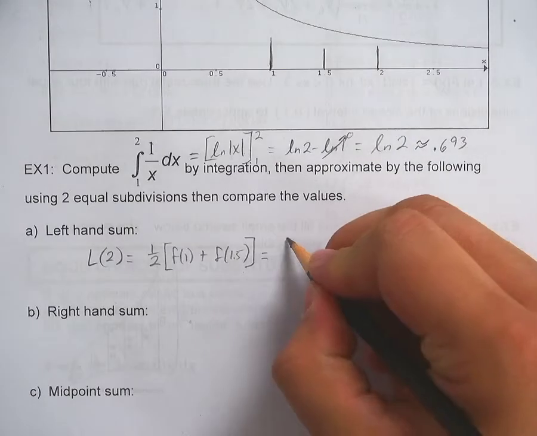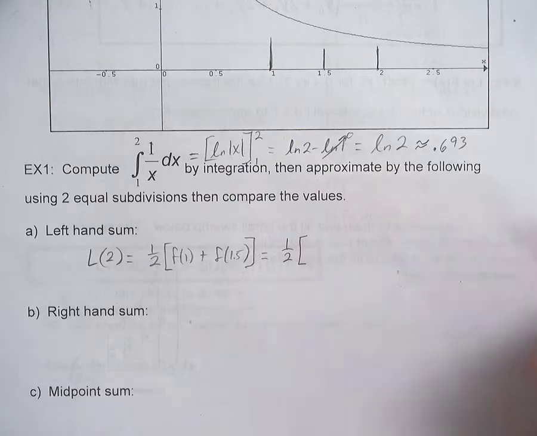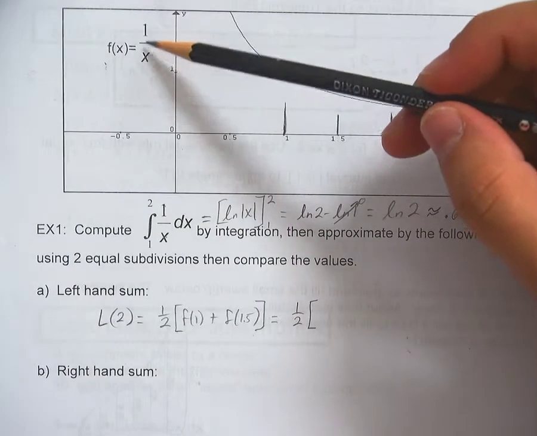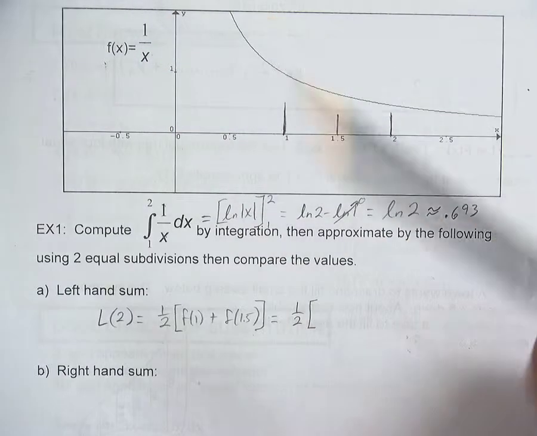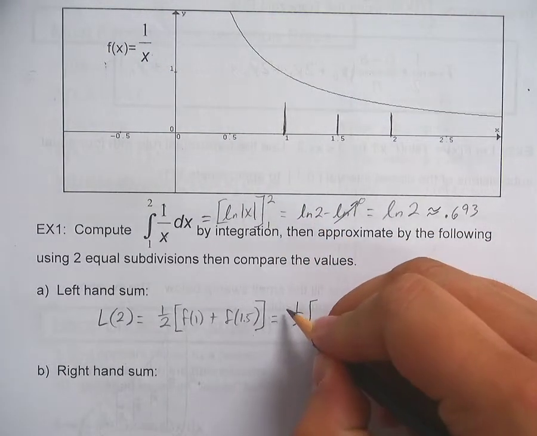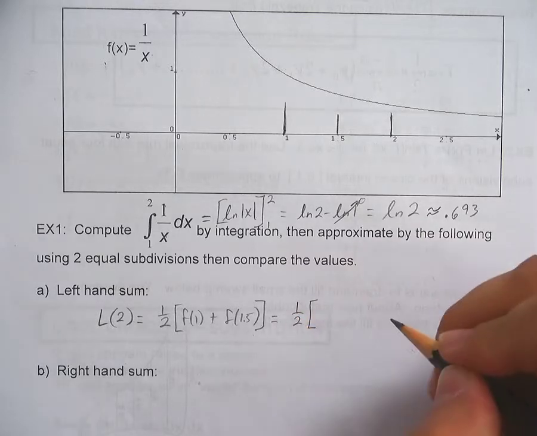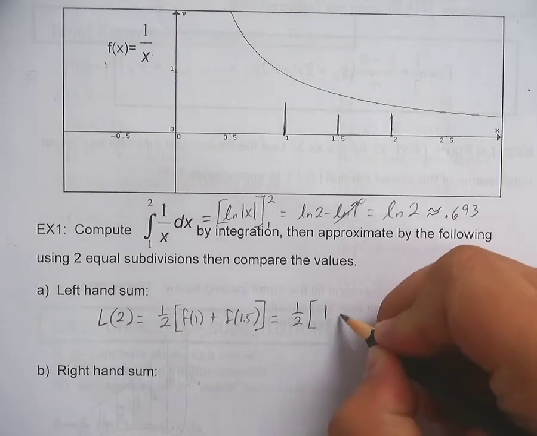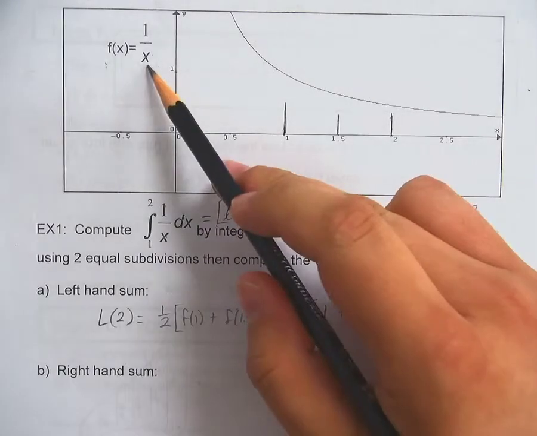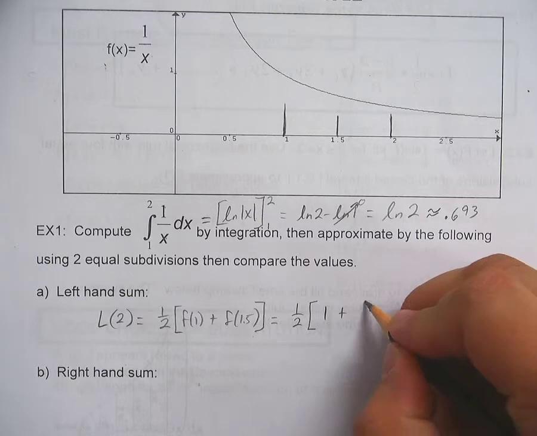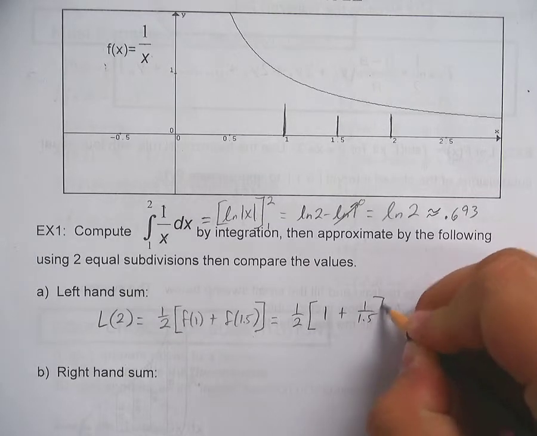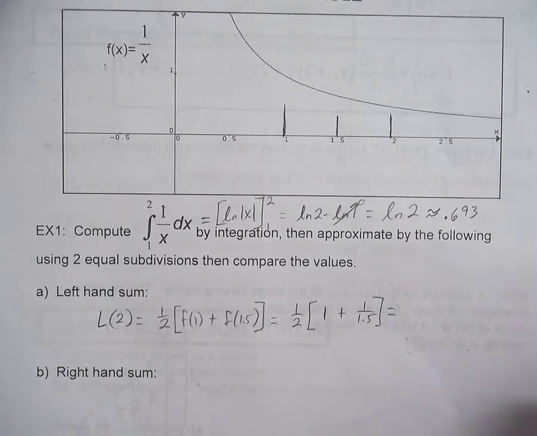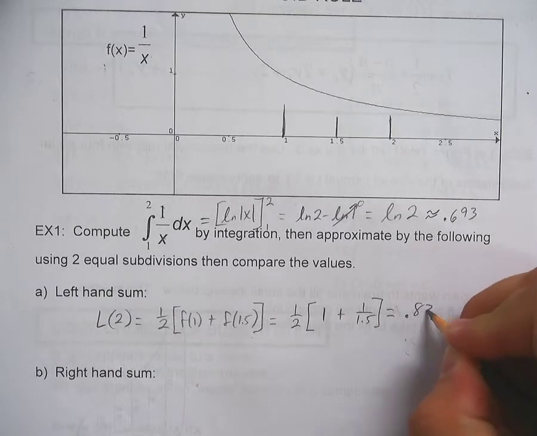So this is going to be 1/2 times f of 1. If you plug a 1 in, remember, your function is 1 over x, so 1 over 1 is 1, plus 1 over 1.5. Alright, and I have this already pre-calculated just for time. It's going to be 0.833.